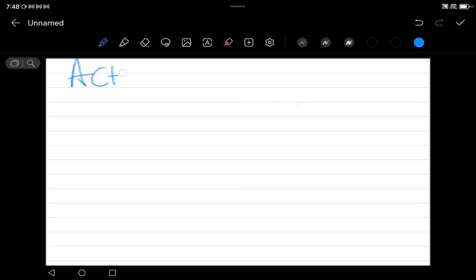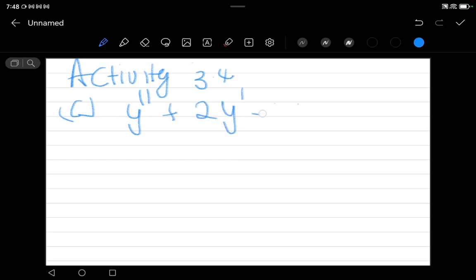Activity 3.4 number C. So it's y double prime plus 2y prime equals e to the power of negative 2x.